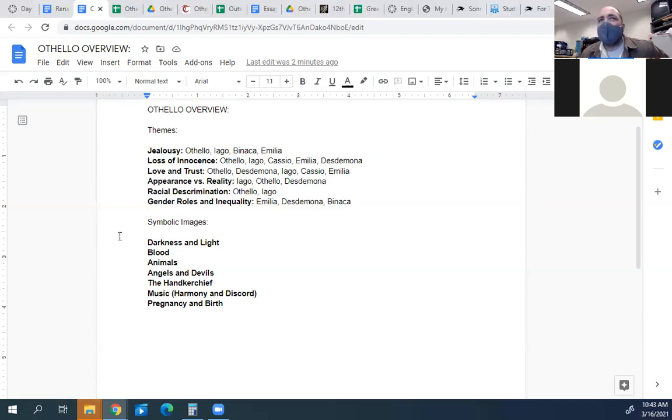Next, we've got symbolic images, and a lot of these connect to the themes in various ways. Shakespeare's going to do a lot with darkness and light, and we're going to be looking at a couple of different levels of darkness and light in the story. First off, you have the literal level of light on the stage. Bad things in Othello tend to happen at night. There's dark scenes where people are betraying other people and doing negative things. And then there's light scenes where things are sort of all open and in the clear.